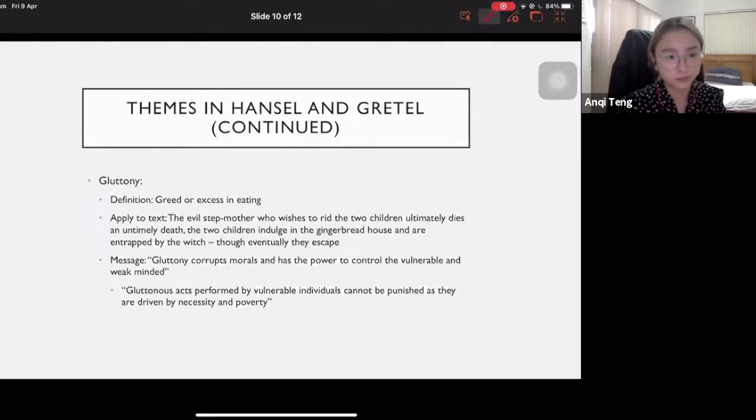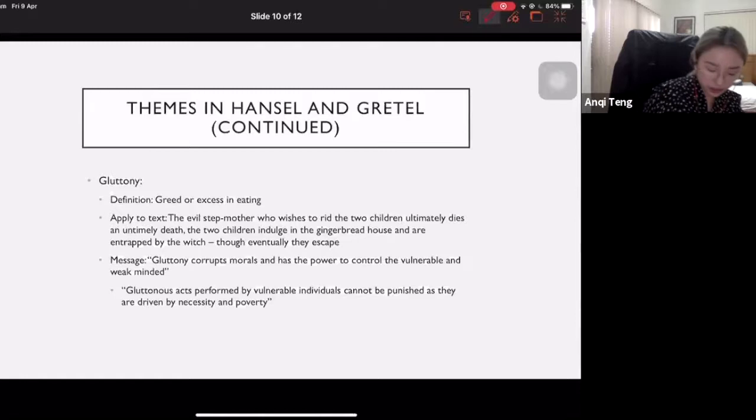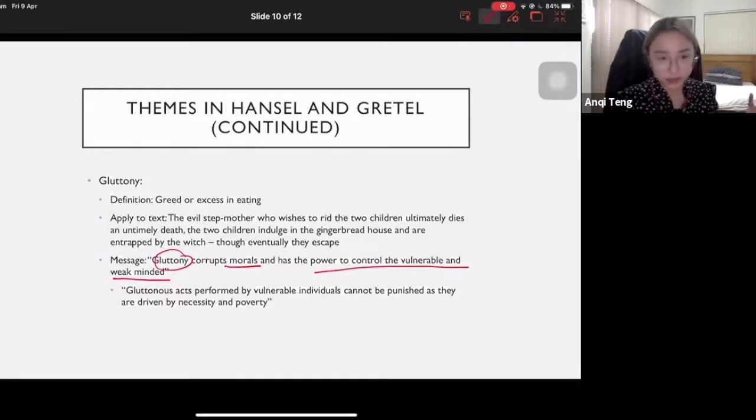All right, so I've just written two cause and effect statements here, one for the evil stepmother and the other for the two children. The first one reads, gluttony corrupts morals and has the power to control the vulnerable and weak-minded. Right, so we still have a cause and effect, right? So the cause is gluttony, and the effect is it corrupts morals as well as has the ability to control the vulnerable and weak-minded.